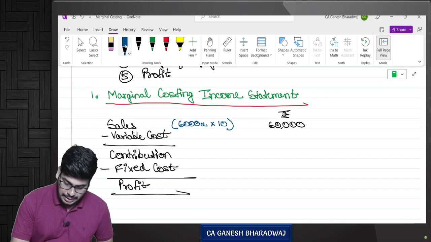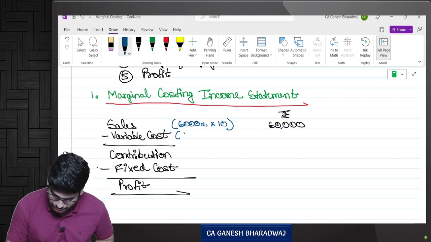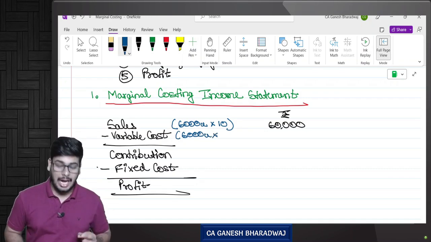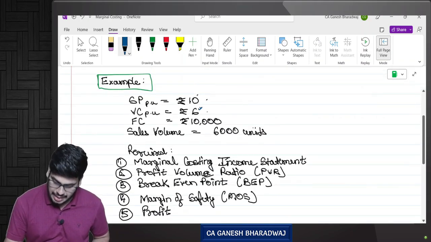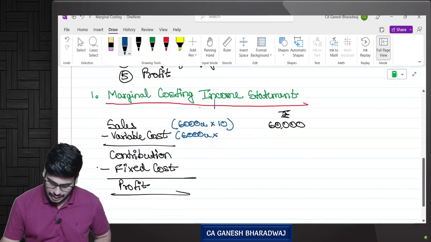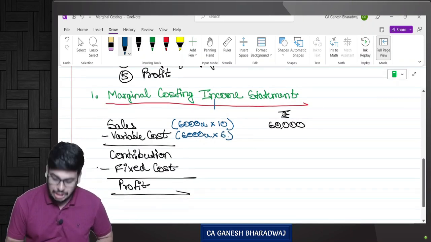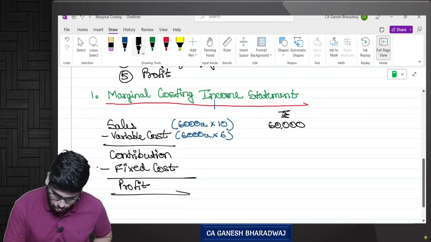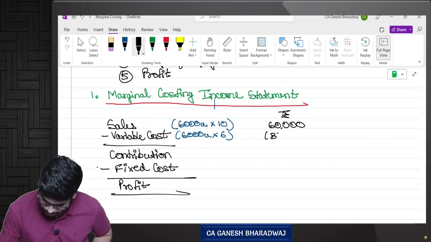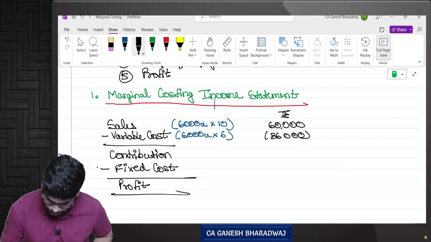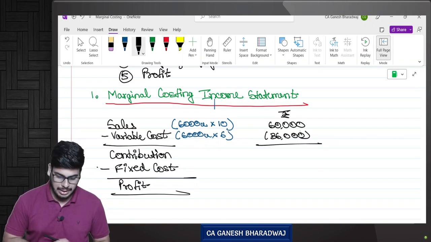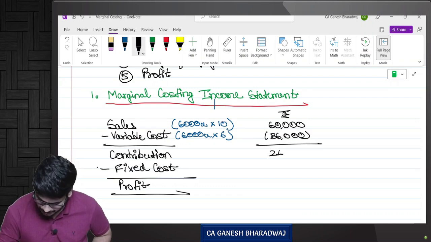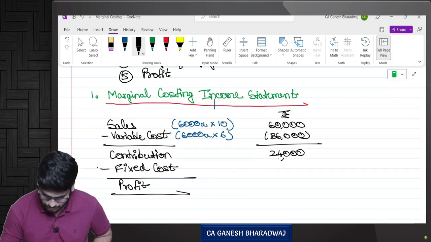Then what is the variable cost? How many units are we selling? 6,000 units. And for every unit I'm incurring a variable cost of 6 rupees. So what is the total variable cost? 36,000. Right. Now 60,000 minus 36,000. So how much is this? 24,000, right? This is called as what?